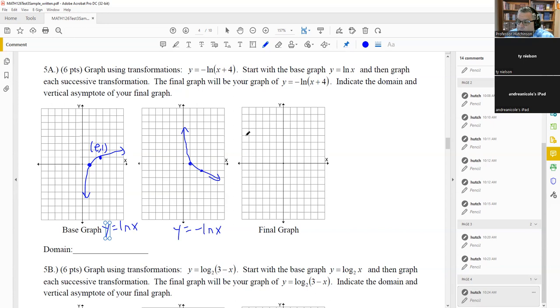Then the last thing I have, my final graph, is going to be taking this graph and moving it 4 places. This time we have to move it to the left, because with the plus, we're moving it to the left. This has a vertical asymptote at 0. That vertical asymptote is going to move 4 places to the left. And each of these dots is also going to move 4 places this way.